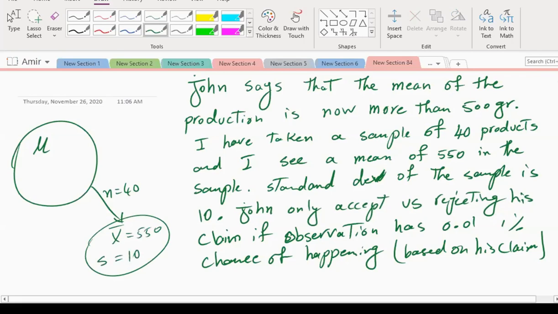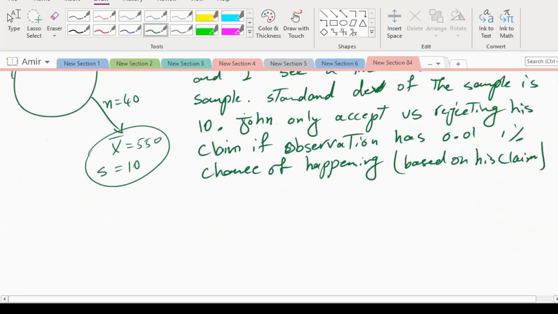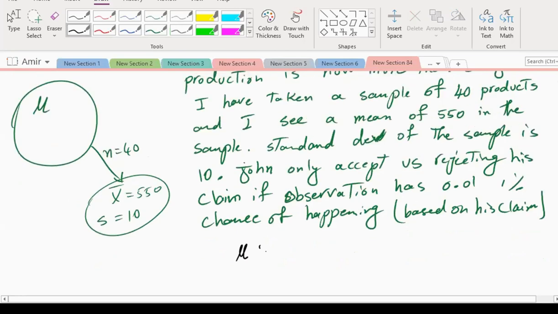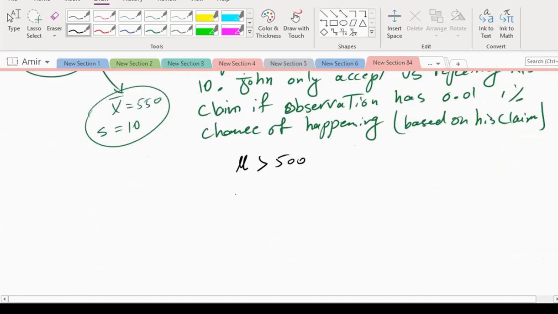Okay. So, what do we do? Write down his claim. What is his claim? The mean of the population is more than 500. What is the step two? Write the opposite of his claim. Yeah, opposite is this. What is the step three?